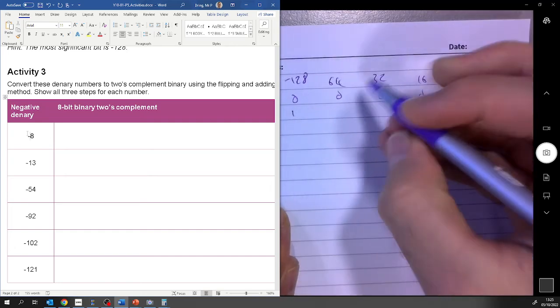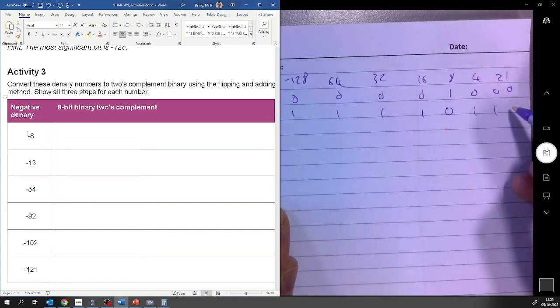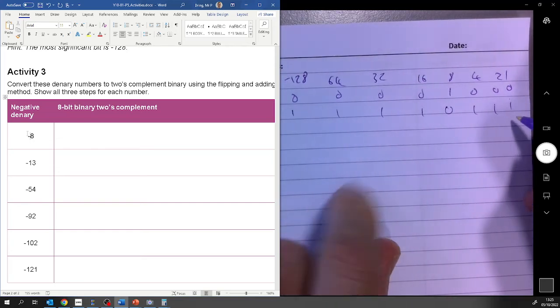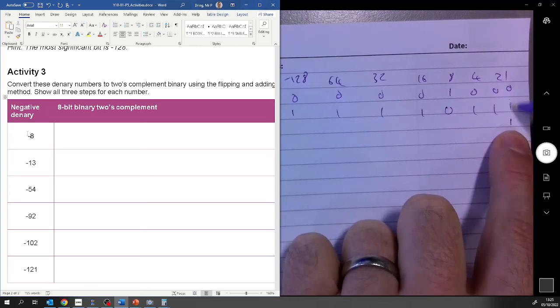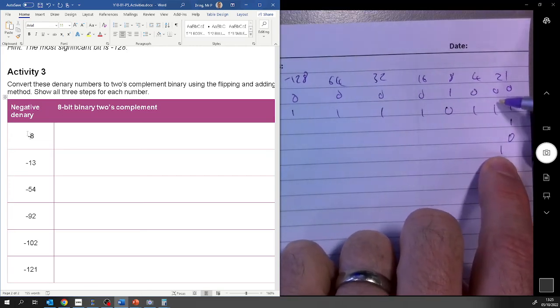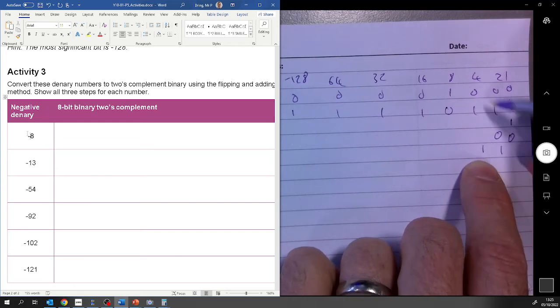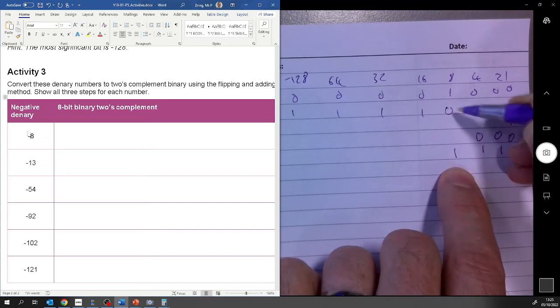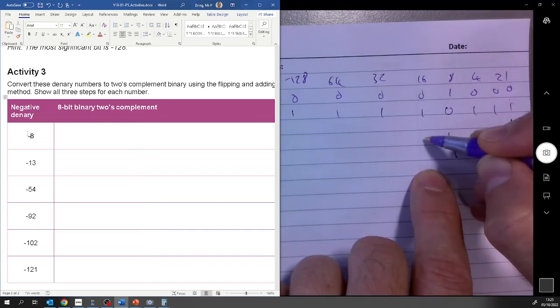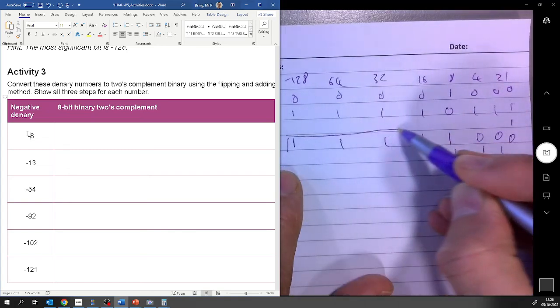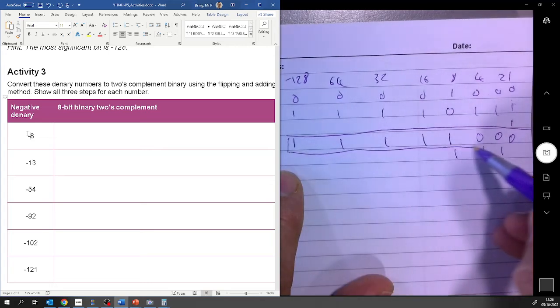So let's flip the bits. Anything that's a 0 becomes a 1. Anything that's a 1 becomes a 0. That's not the answer yet, because we need to add 1. How do we add 1? Well, we're adding 1 in binary. So let's see. 1 add 1 is 2. And then I've got 0, 1, 1, which again is 2. And then I've got 1 plus 1 is 2. 0 and 1 is 1. And then I've just got the bits here. So this, if we've done it right, should be minus 8.